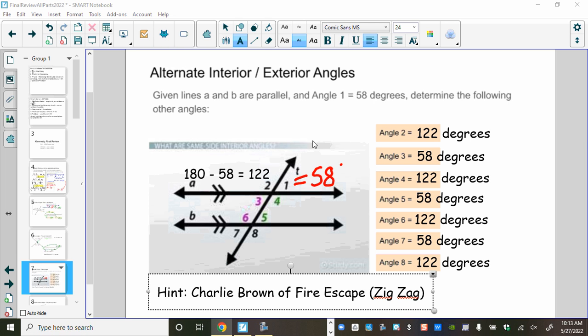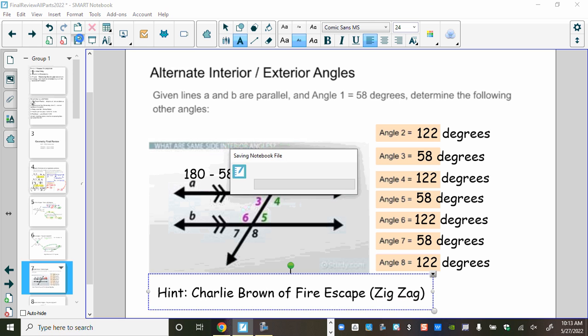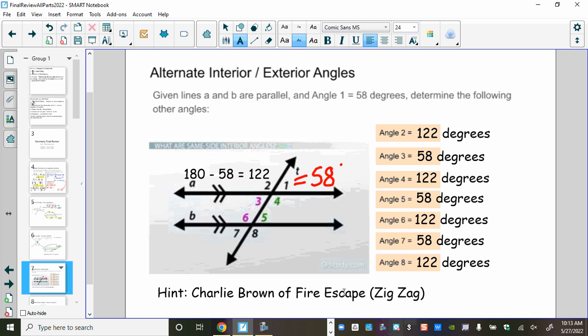All right, questions. So yeah, the idea, look at Charlie Brown or the fire escape because you do the zigzag. So I'll just do that in case. So 58, 58, 58, 58, and then the 122. I'll just use a highlighter for the 122. 2, 4, 6, 8. All right, questions.